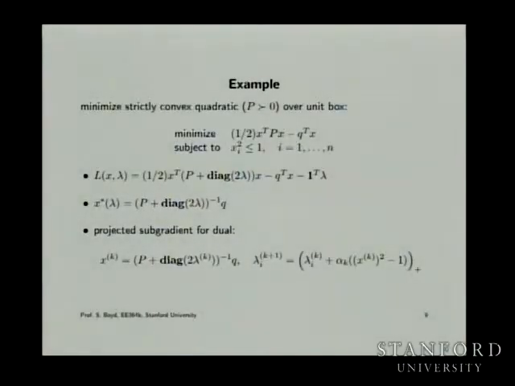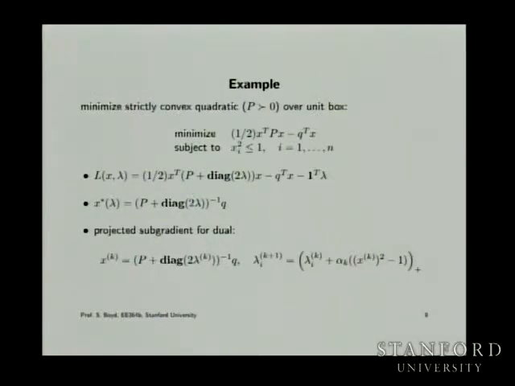All right, let's look at an example. It's going to be just quadratic minimization. It's not a big deal. And we'll make p strictly positive over a unit box. So notice here, we could do all sorts of things with this. We could do the projected subgradient, primal is easy here.